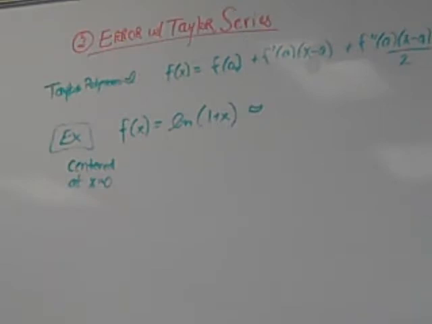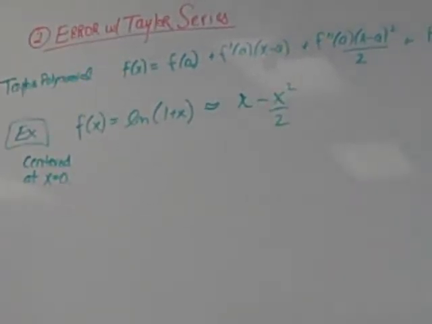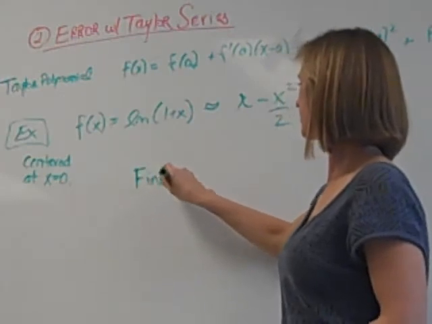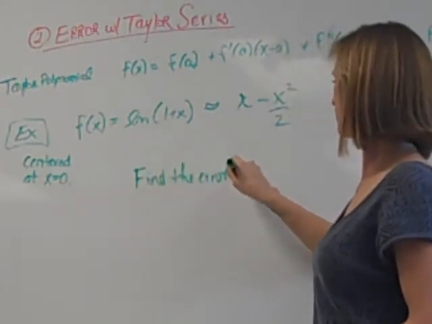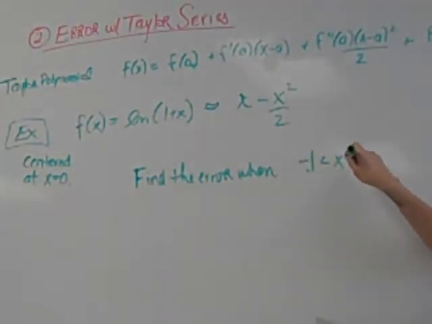The series for the natural log of 1 plus x is one of those you're supposed to have memorized. Do you remember what it is? If you look on the yellow paper, it's x minus x squared over 2 plus x cubed over 3. I'm just going to go 2 terms, and then it would be plus x to the third over 3, blah, blah, blah. They're going to ask you to find the error when x is between negative 0.1 and 0.1.